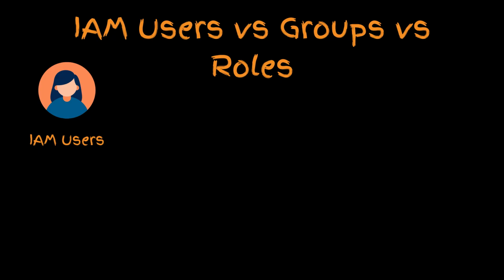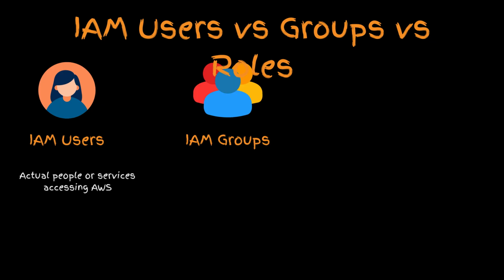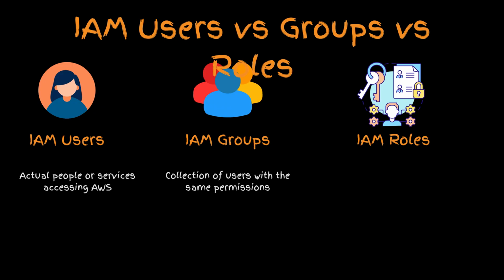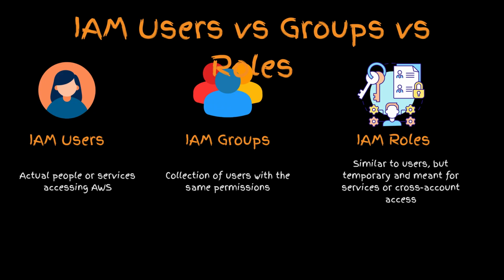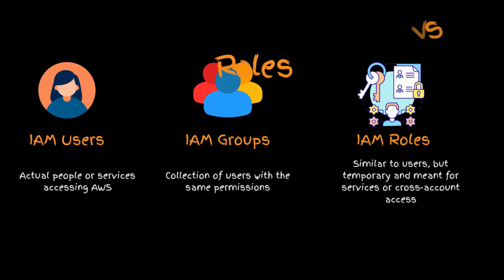First, IAM users. IAM users are actual people or services accessing AWS. Next, IAM groups. IAM groups are a collection of users with the same permissions. Next, IAM roles. IAM roles are similar to users, but temporary and meant for services or cross-account access.